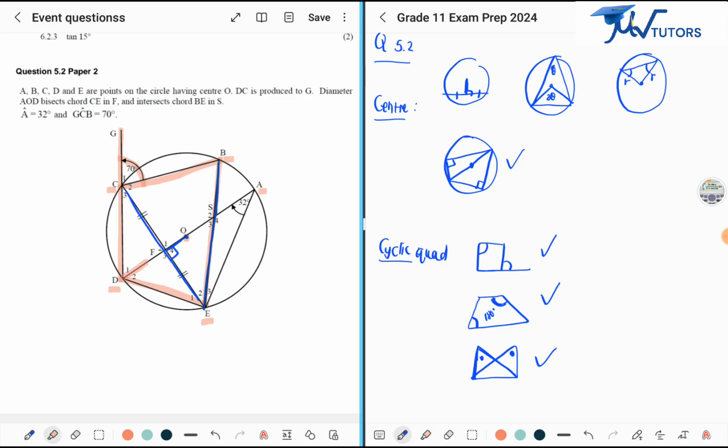So if I have a diameter over there, I get excited as well because I know the angle subtended by a diameter. So I have diameter AD, it subtends E, so that is 90 degrees. Okay, and then it intersects chord BE at S. Okay, cool. And we have A, which is 32 degrees, and CGB, which is 70 degrees. Okay, that's good enough. Now let's go ahead and answer these questions, right?